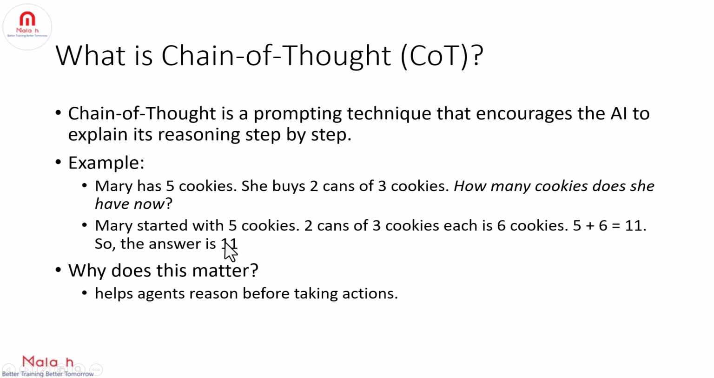But with chain of thought, it shows the reasoning as well. That is, Mary started with 5 cookies. 2 cans of 3 cookies each is 6 cookies. That is 5 plus 6 equals 11. So the answer is 11.